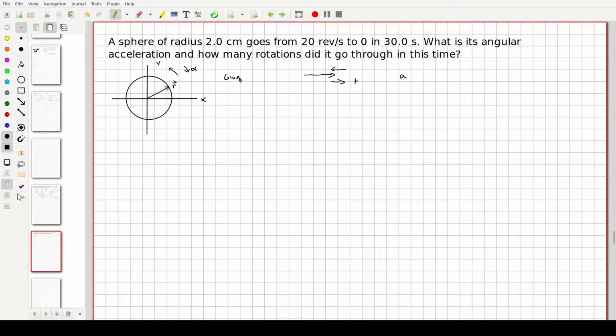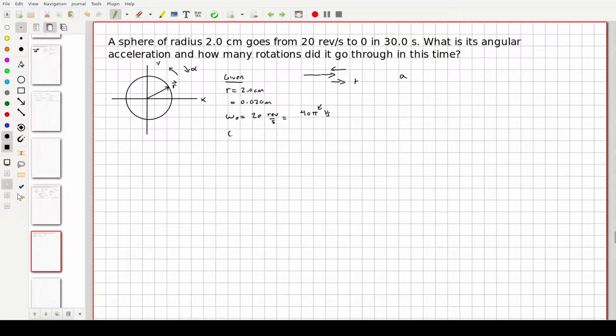So we're given here the radius of our sphere is 2.0 centimeters. That would be 0.020 meters. We're given an initial angular velocity that's not 0, but that's 20 revolutions per second. That would be 20 times 2 pi radians per second, or 40 pi radians per second. You have to put 3.14159 and all that stuff in your calculator to get it to do its thing. All right.